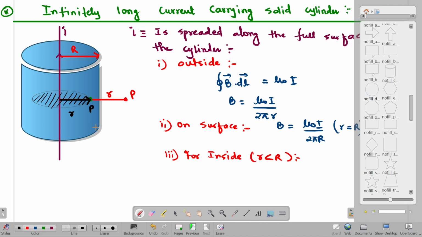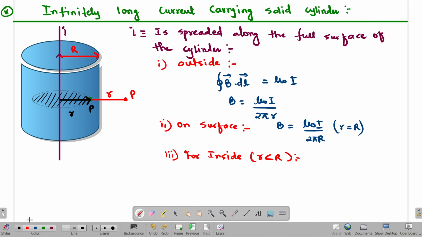Are you able to get me? So I need to understand how much current is enclosed in this inside region or not. Tell me yes or no. I need to find how much current is enclosed within this inside region. Are you able to get me? So for inside part, the first task is itself finding the current inside.